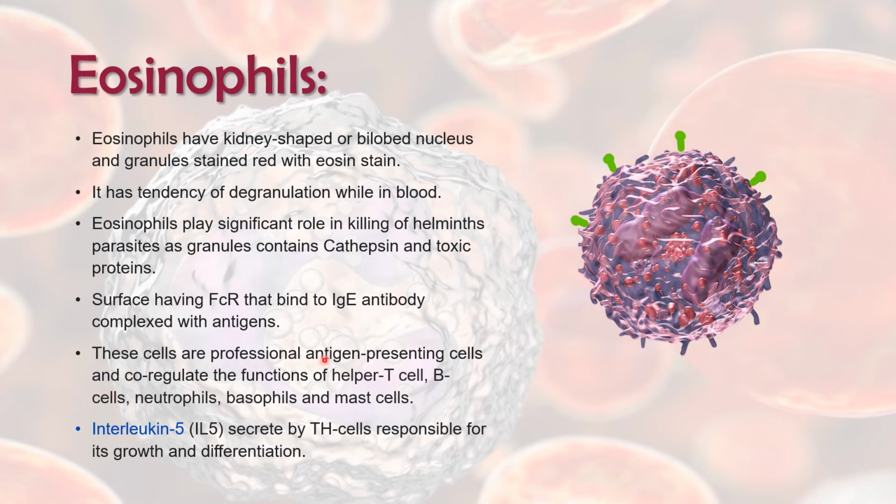These cells are professional antigen presenting cells and they co-regulate the functions of other immune cells like helper T cells, B cells, neutrophils, basophils and mast cells, and also dendritic cells. Interleukin 5 or IL-5 is responsible for their growth and differentiation, and it is produced by the helper T cells or Th2 cells. They are further involved in destruction of tumor cells and promote the repair of damaged tissues.